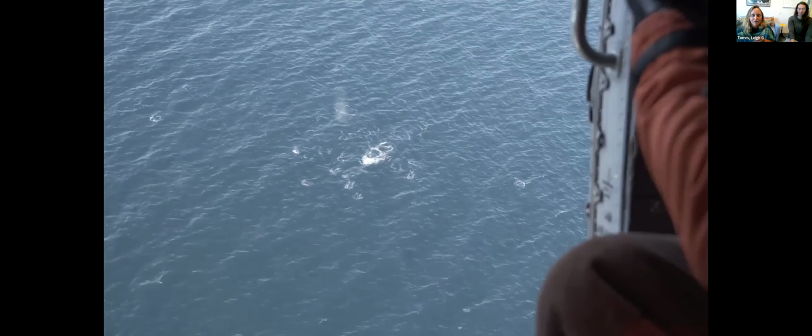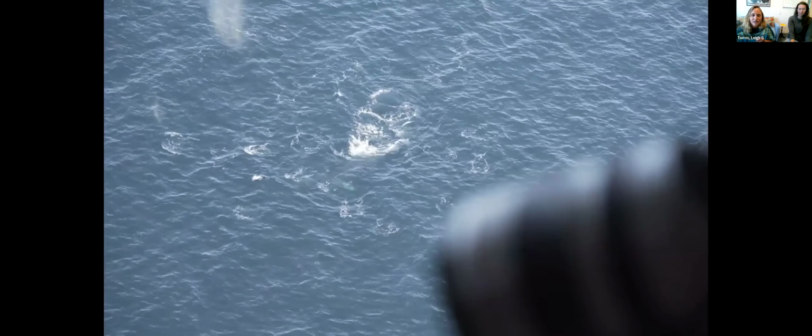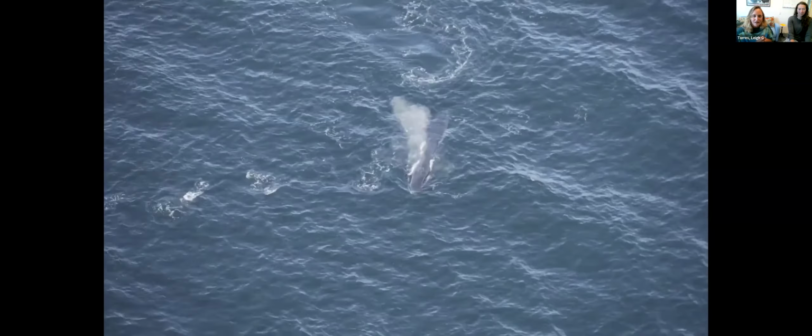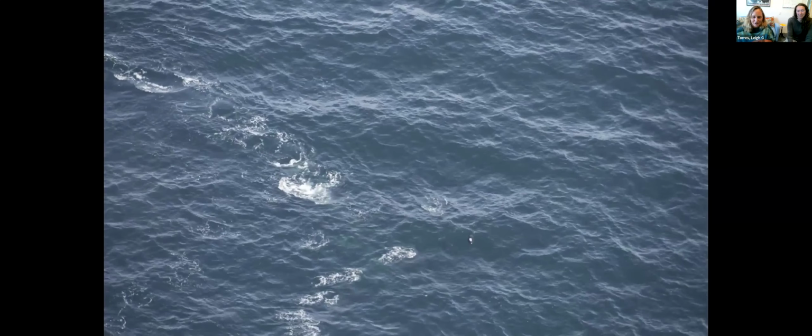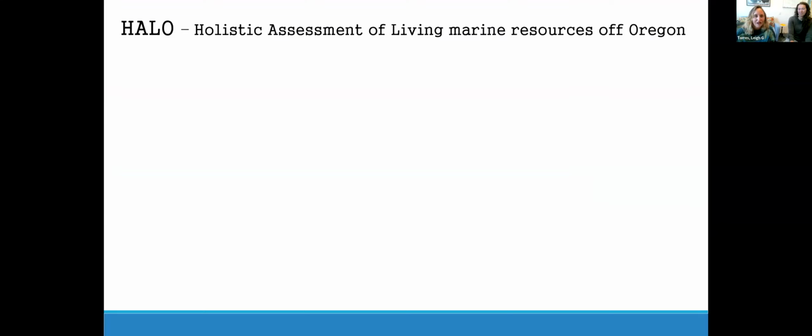Oops. So this little video is just a fun video that shows you what it's like to be in a helicopter and seeing a whale. This is our great observer Craig Hayslip taking a photograph of a fin whale that he's spotted down there that's being escorted along by, I think, some Dall's porpoise there. So it's a pretty spectacular way to view animals in our ocean.